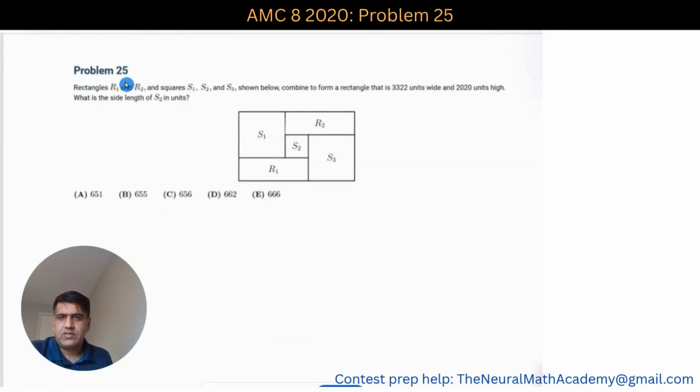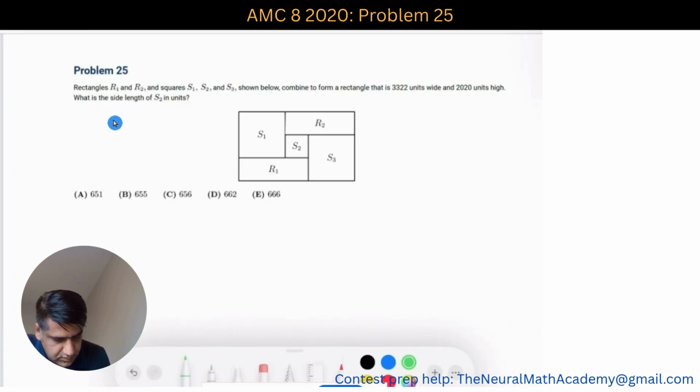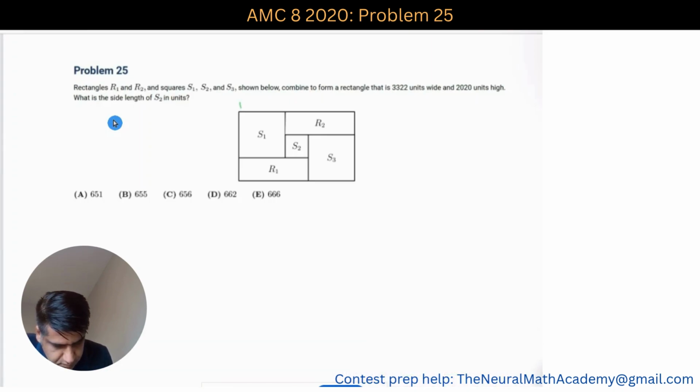Okay, so now let's look at the last problem, 25, where the rectangles R1 and R2 and squares S1, S2, and S3 are shown here, and they combine to form a rectangle that is 3322 units wide and 2020 units high. What is the side length of S2 in units? So we have been told the width is 3322 and the height is 2020.